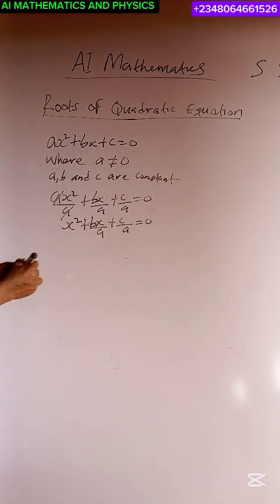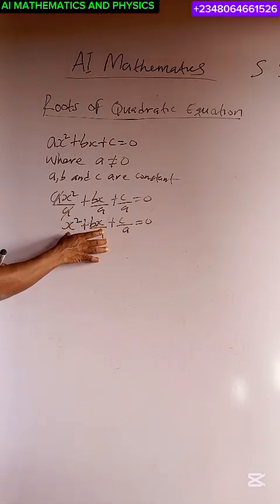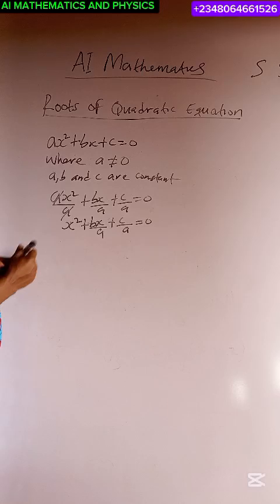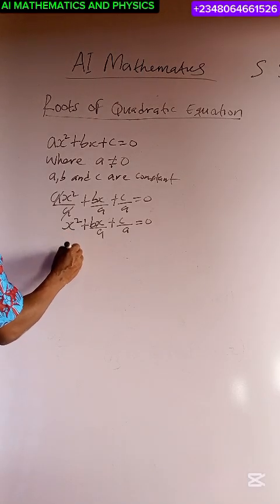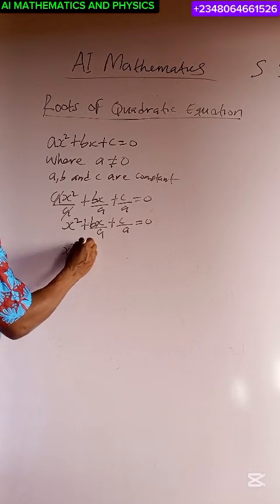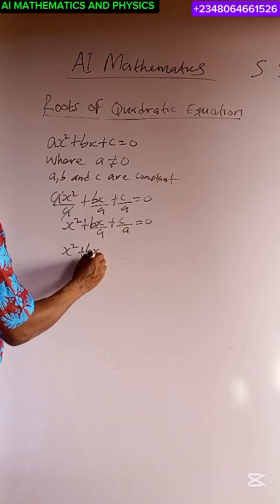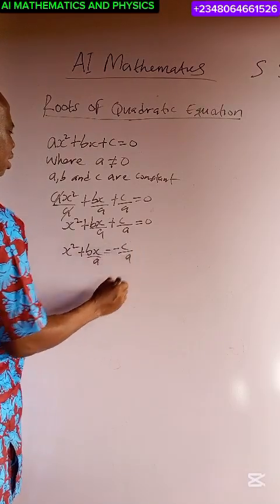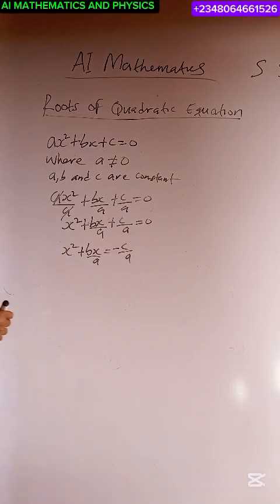Let's collect the like terms. Let's bring the one that contains x to one side and the one that doesn't contain x to the other side, which means we have x squared plus bx over a equal to minus c over a. Now, we have the complete square method. What must be added to this to make it a perfect square?